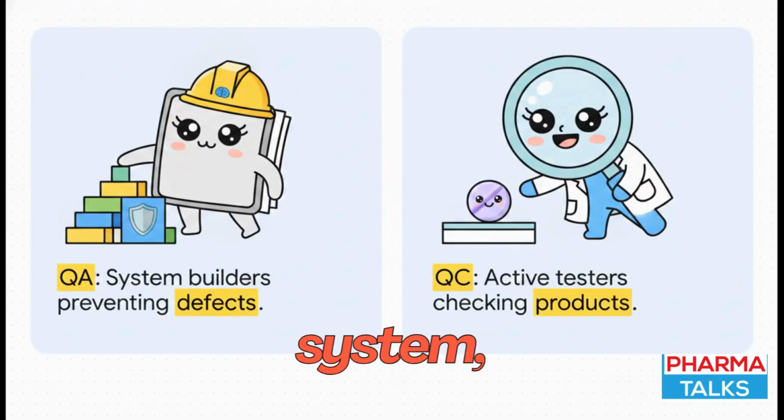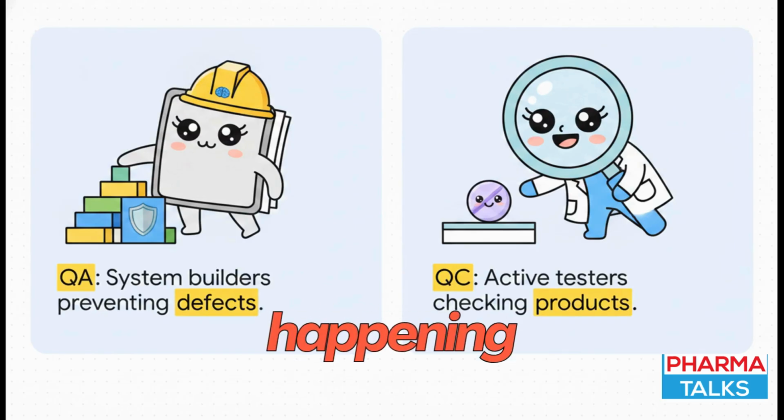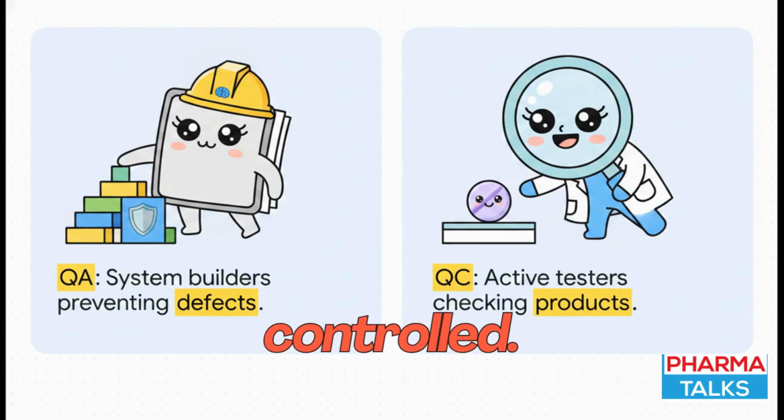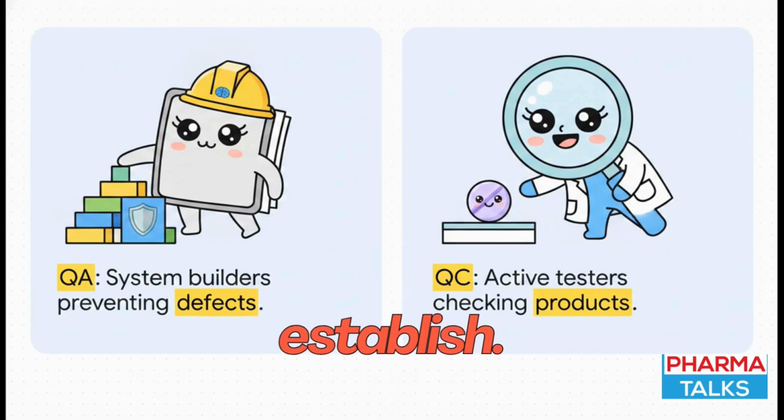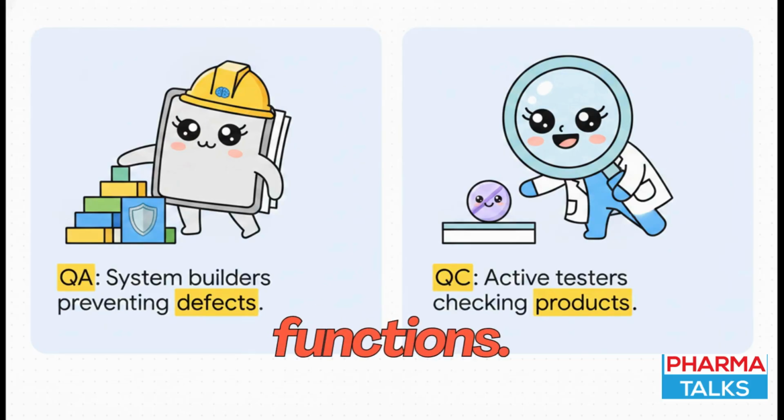Within that overarching system, you've got 2 absolutely vital roles: quality assurance and quality control. It's helpful to think of QA as the software developer building the system, right? They design the processes to prevent defects from happening in the first place and make sure records are controlled. QC, on the flip side, is like your beta tester. They are the ones actively testing the physical products and materials to guarantee they actually meet the strict specifications that QA helped establish. Both are completely essential, but they serve entirely different functions.